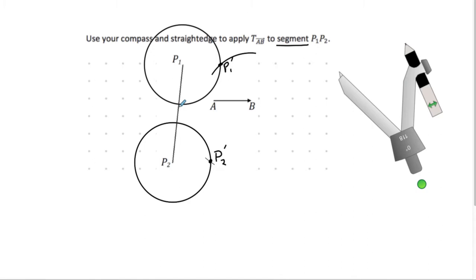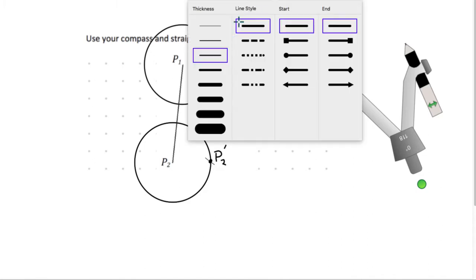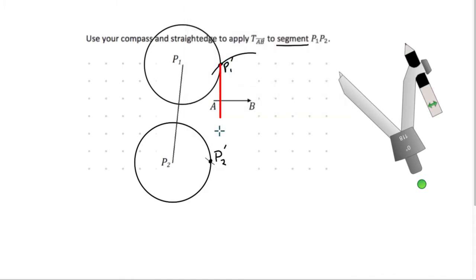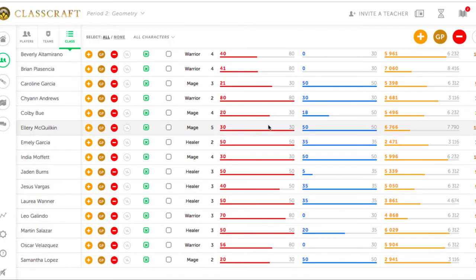Yeah, go for it, Lorena. Do you draw a line from P1 prime to P2 prime? It is. There's my line. Thank you. Hand me your participation card. There it is. We have now translated the line segment P1P2 to P1 prime P2 prime using vector AB. Good job.